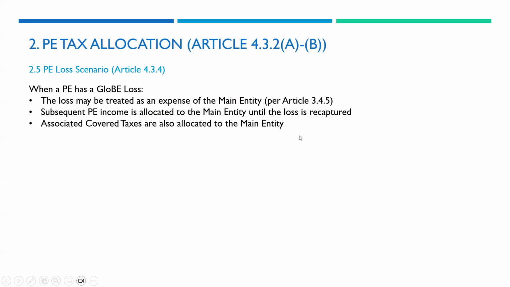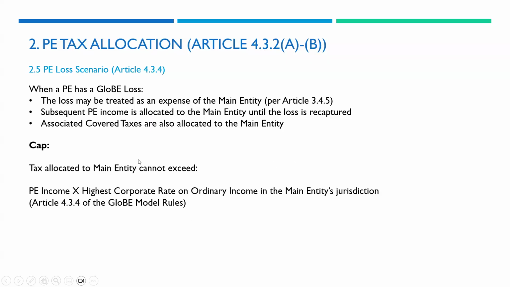So this is very important. It's not always from the main entity to the PE, but when there is a loss situation and subsequently there are profits, then the covered taxes and income move from the PE to the main entity, so that the numerator and denominator are matched. Can somebody give me a shout if that is clear?